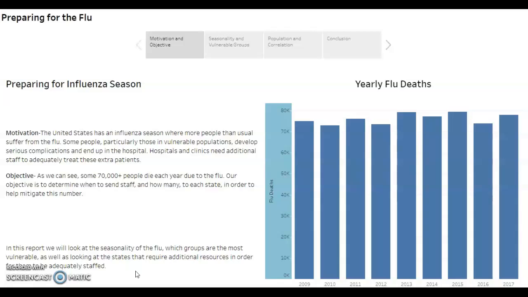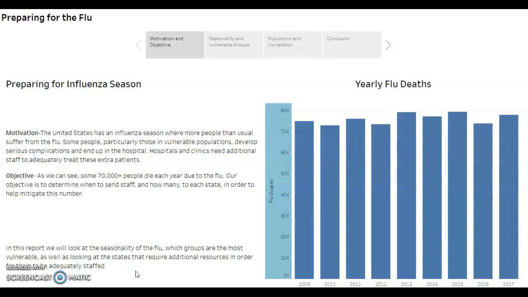Now, this report was compiled in an effort to assist with adequately staffing for the upcoming flu season. In the U.S., the flu is seasonal, and during these times, hospitals and clinics need additional staffing. Our objective is to determine when to send staff and how many to each state to help mitigate flu-related deaths.